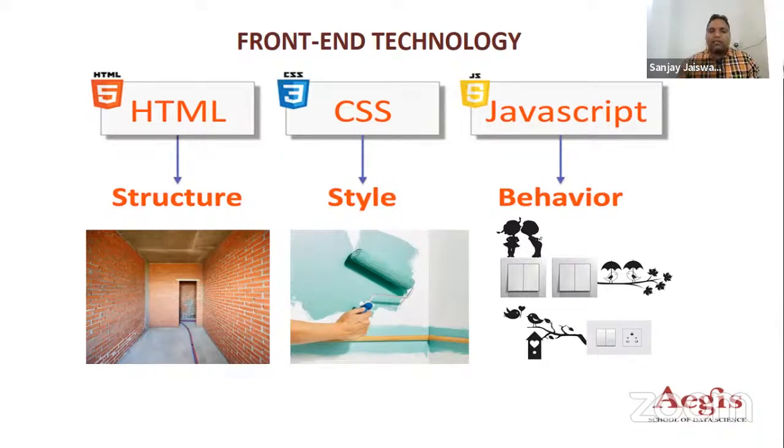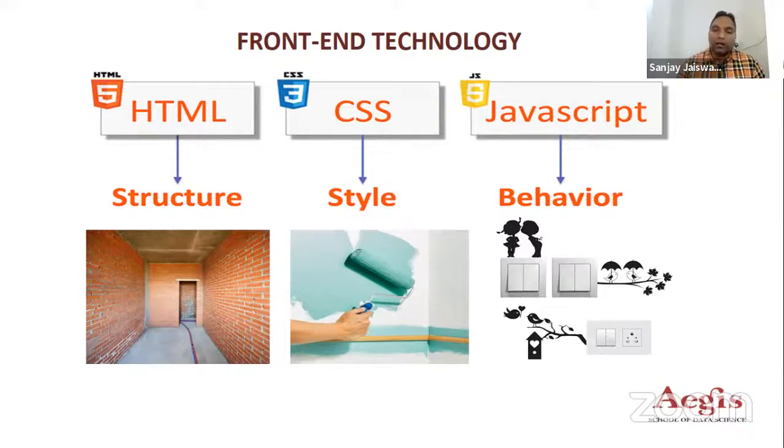Okay, but CSS will give the style. A simple structure without style will look very ordinary. No one would prefer to watch or use such a website. It is not very appealing, and therefore, to make it appealing, we make use of CSS. So CSS is like providing the style to the structure, as you can see on the screen. Okay, so HTML and CSS alone are enough to create the front end.